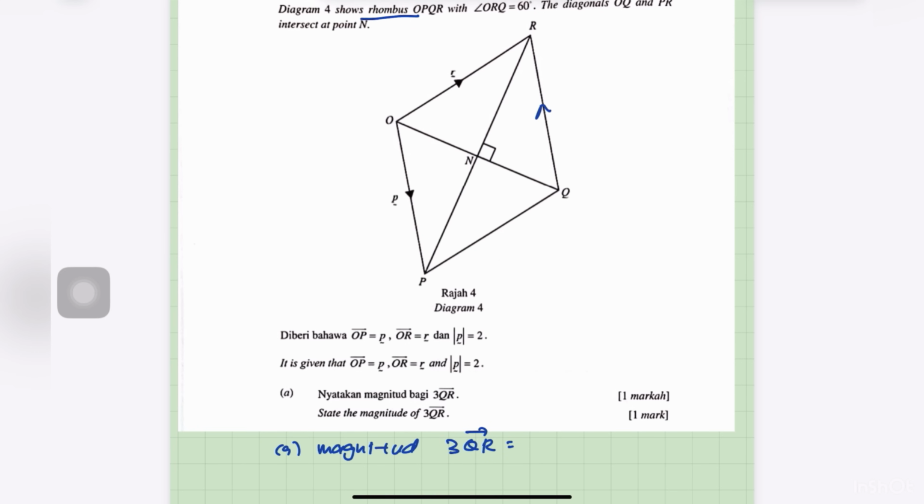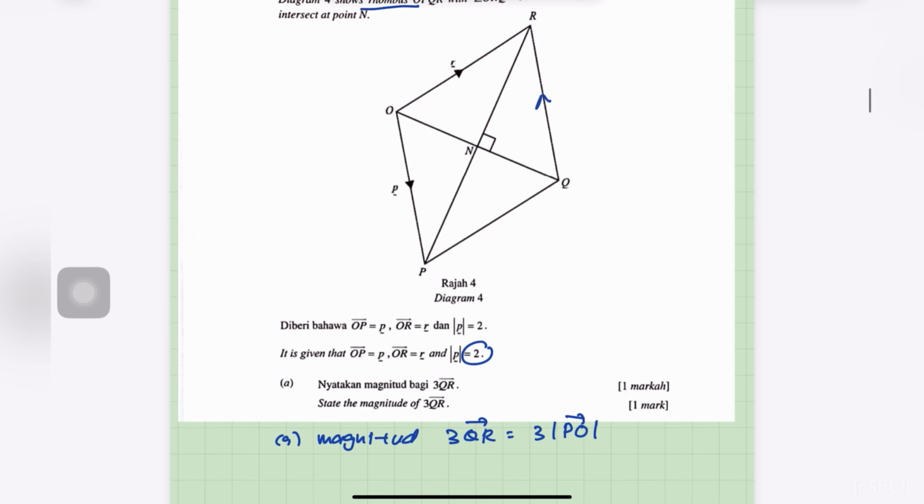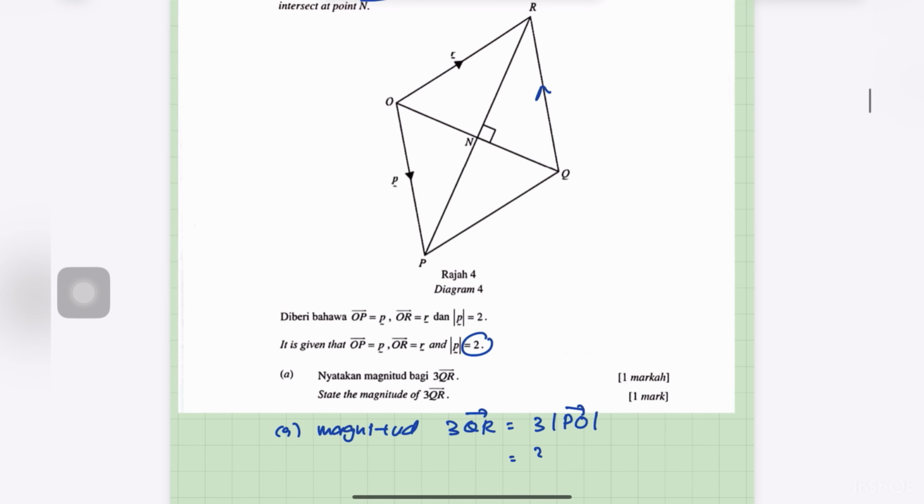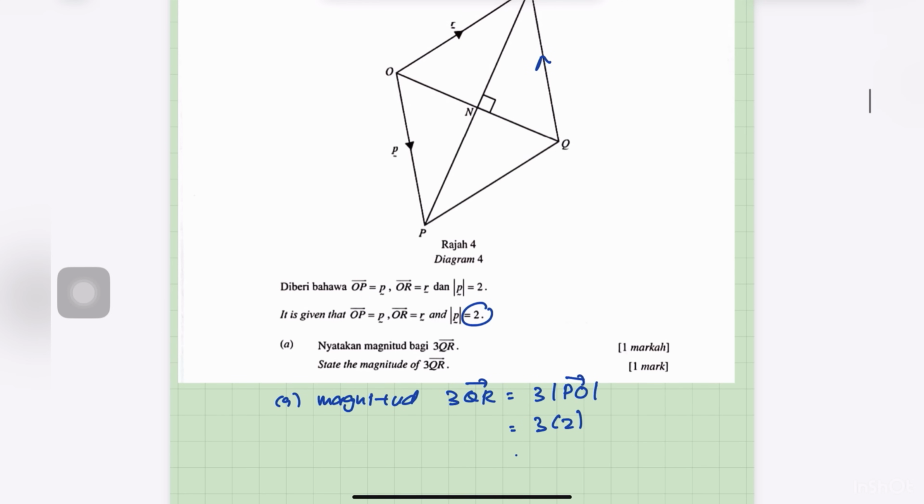Okay, vector QR, this one. So since of the rhombus, dia sama dengan vector PO. So equals to 3 magnitude vector PO. Okay, vector PO is vector P which is equals to 2 magnitude dia kan. So kita substitute je lah. So 3 times 2 equals to 6. Okay, tak kisah dia punya direction to opposite, sebab dia nak cari magnitude. Magnitude dia sama je walaupun direction dia opposite.